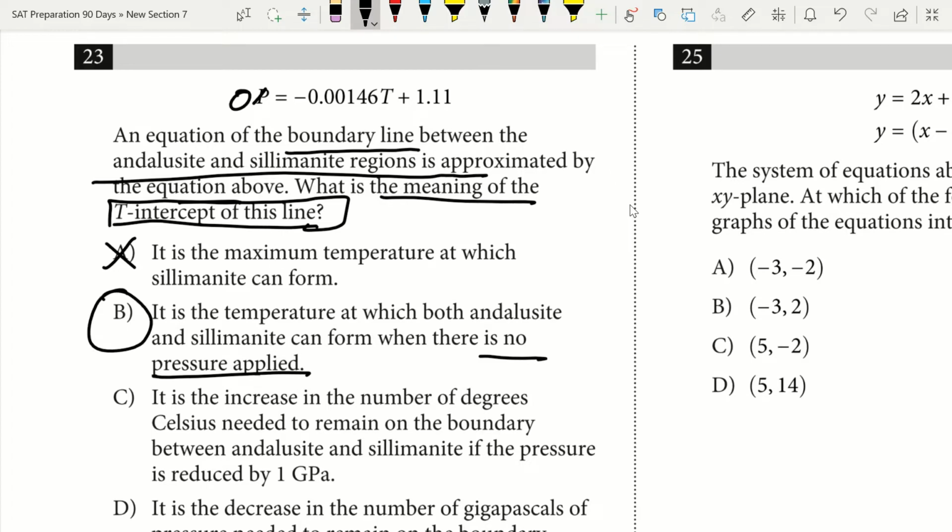Okay, we have to include that there's no pressure, right? That's what it means. That's the temperature where it can be both andesite and sillimanite. Either one could form when there's no pressure, right? No pressure, whatever this t-intercept is, that's going to be that temperature at which both can form because it's the boundary line. Okay, so the answer there is going to be B.